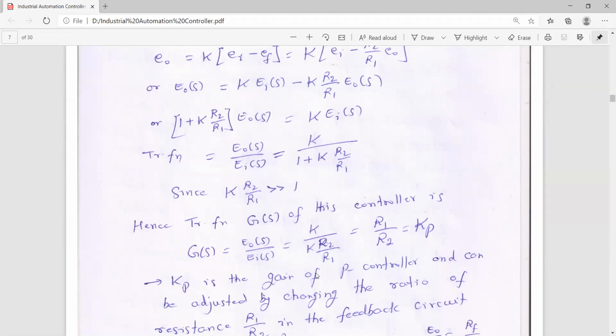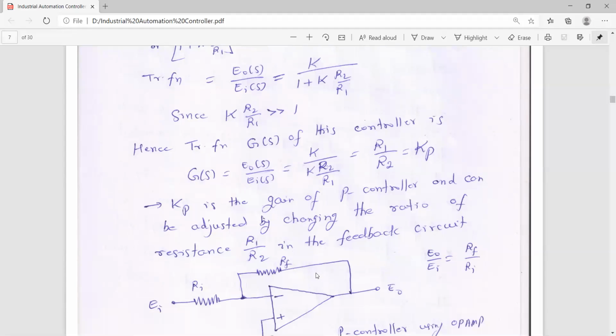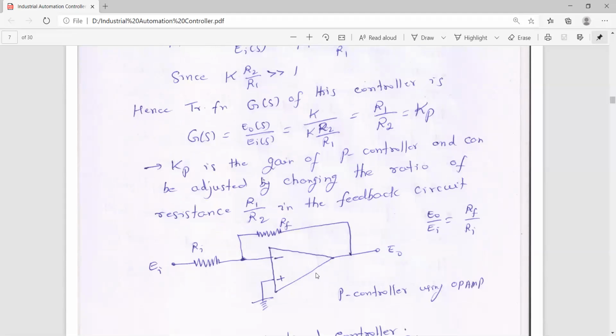Now, since K into R2 by R1 is very much larger than 1, we can neglect the 1. Then the transfer function comes in a simple way, G(s) is equal to R1 by R2, and that is nothing but KP. So in what way can KP be realized here? This KP is R1 by R2, which is in our hands, since we can change the value of R2. So KP is the gain of the controller and can be adjusted by changing the ratio of resistances R1 by R2 in the feedback circuit.